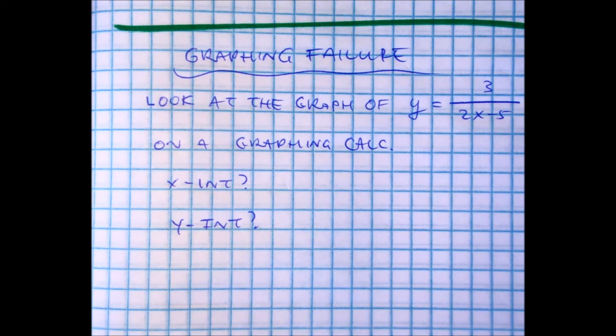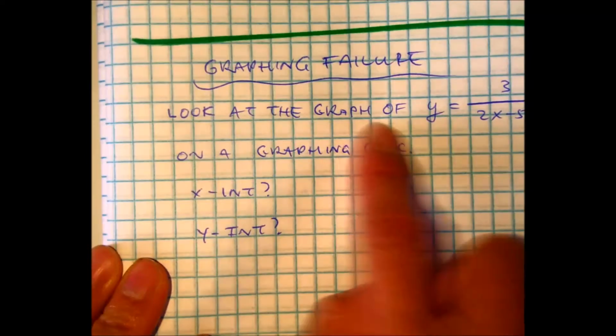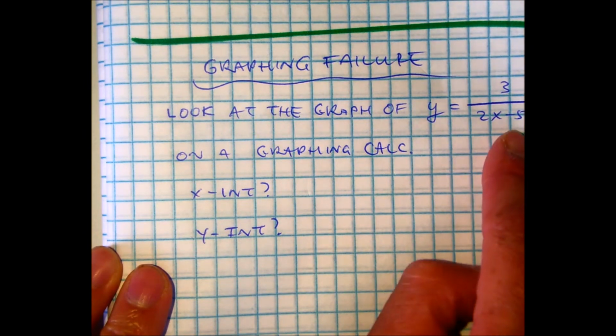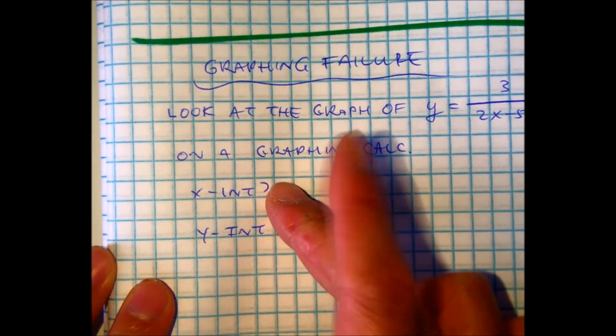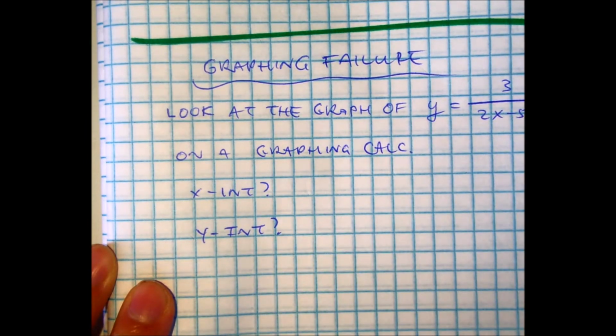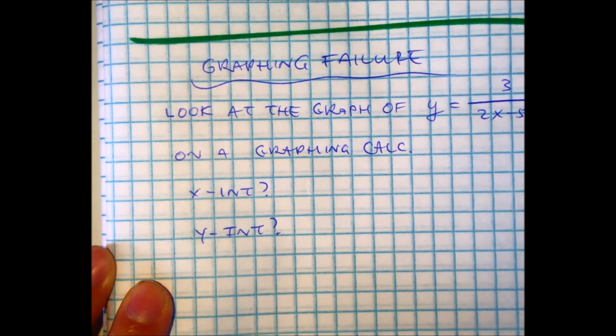For this problem, it tells us to look at the graph of y equals 3 over 2x minus 5 on a graphing calculator. And we need to figure out if there's an x-intercept and a y-intercept. Let's go ahead and do this algebraically.